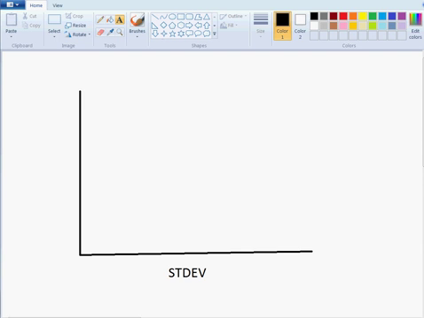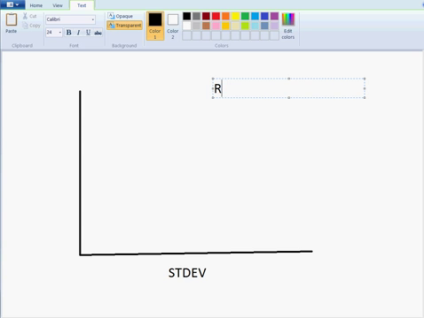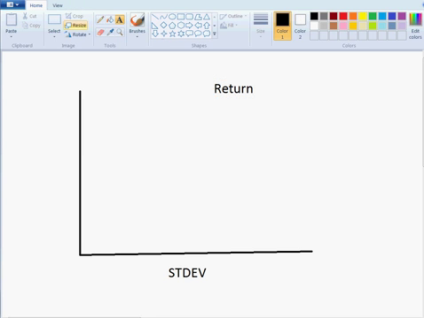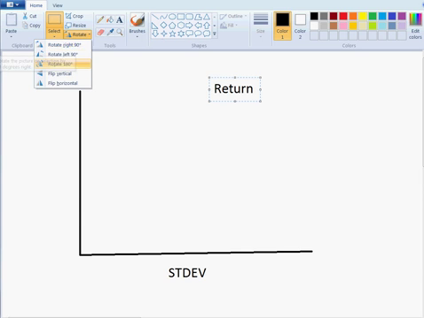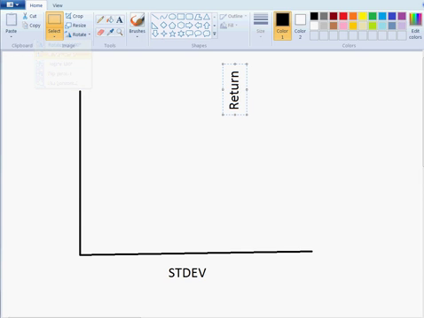And then on the other side is return. If I'm going to be really clever, maybe I can get it to rotate. Here we go, rotate. Left or right? Left. Okay, good. And we'll move it. There we go. Look at how fancy that is. Okay, so I have standard deviation and return.